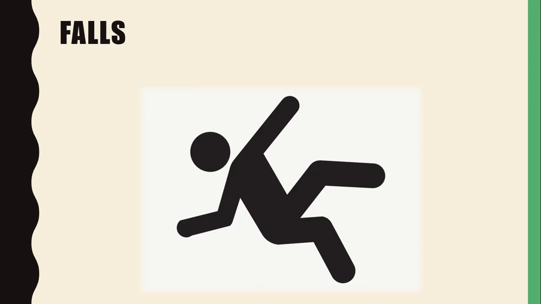Falls occur when you lose your balance and come to rest either on the same level or lower level, like down a flight of stairs. This type of incident can cause many types of injury, including bone fractures, sprains, traumatic brain injury, and there are deaths that occur from falls as well.